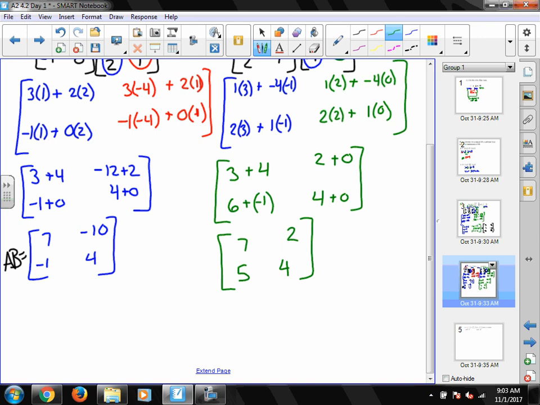All right, so as you guys can see, since I used the same numbers, same problems, all I'm doing is switching the order of what I multiply, but I get two different answers. So our 7s are the same, but negative 10 is not equal to 2. So they are not going to be the same answer. So pay attention to that order. It really does matter.